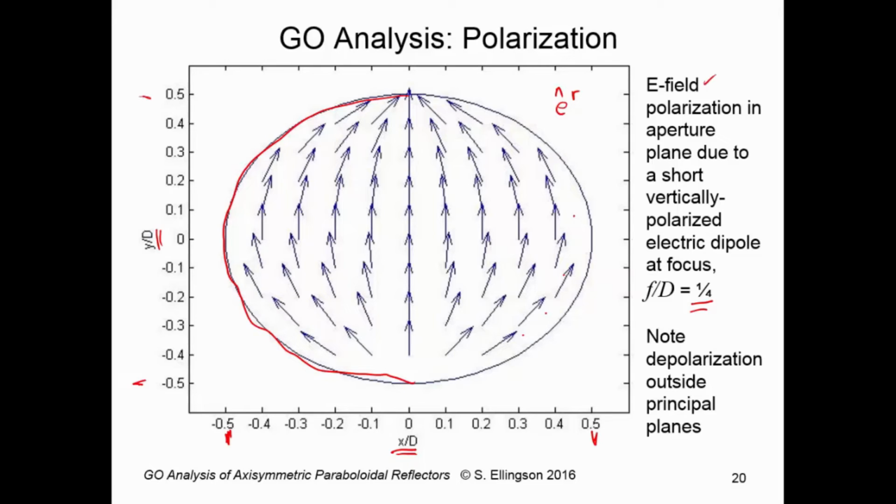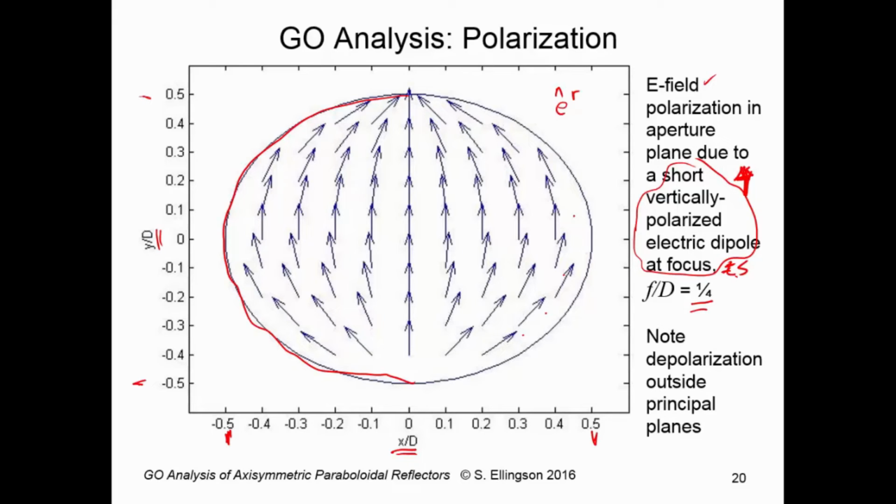So I say here, this is the electric field polarization in an aperture plane due to a short vertically polarized electric dipole at the focus. Right, now I say vertically polarized, that means in terms of this picture here, it's polarized this way. I would get the same picture if I rotated this dipole by 90 degrees, but the whole picture would rotate by 90 degrees as well. So there's no loss of generality by assuming a vertically polarized dipole. And of course, it's an electrically short dipole, or you could call it a Hertzian dipole, just for the purposes of this exercise.